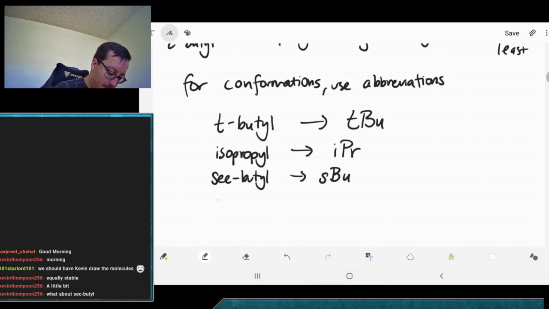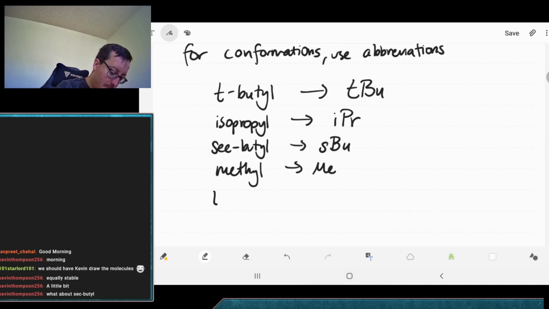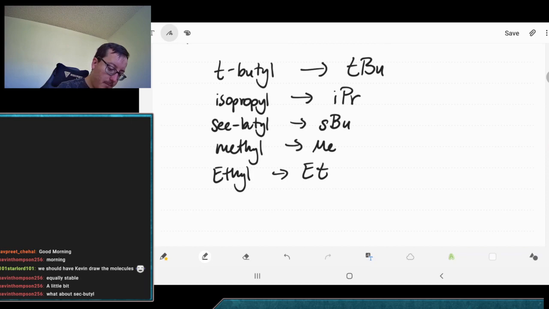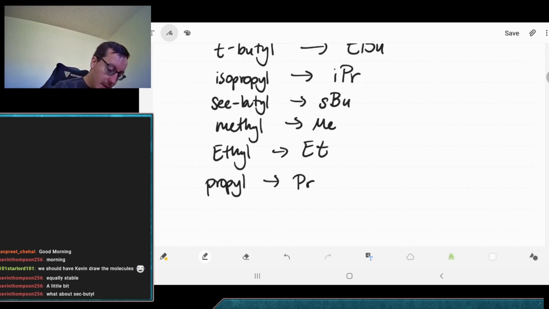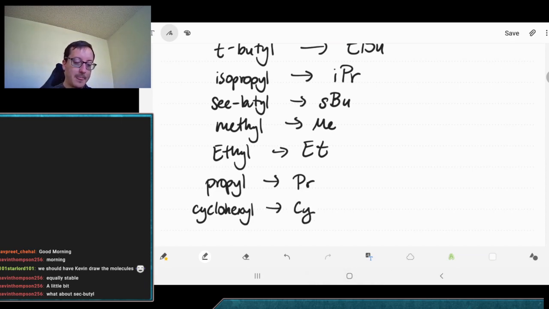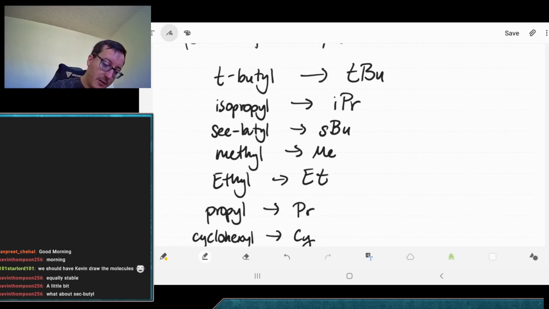Methyl is Me. Ethyl is ET. Propyl is PR. Cyclohexyl is often abbreviated CY. Again, not very likely that we're going to have that as a substituent, but you might see those in other papers.